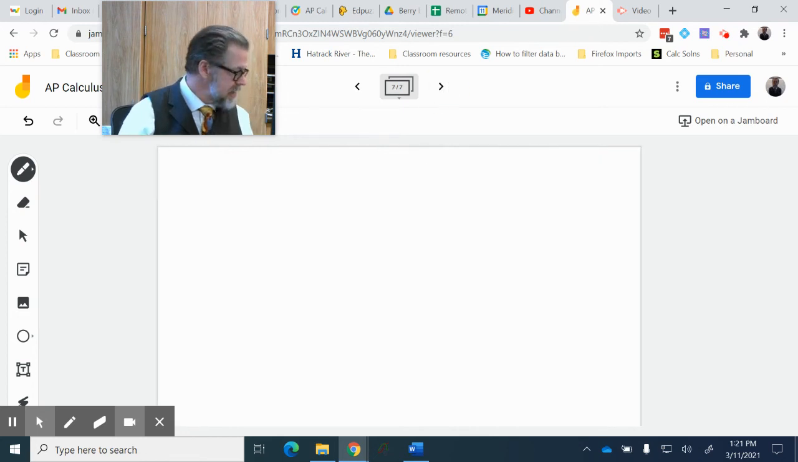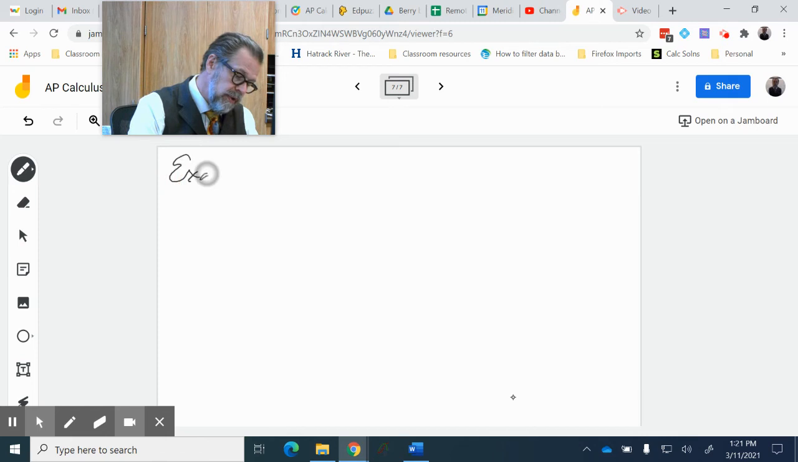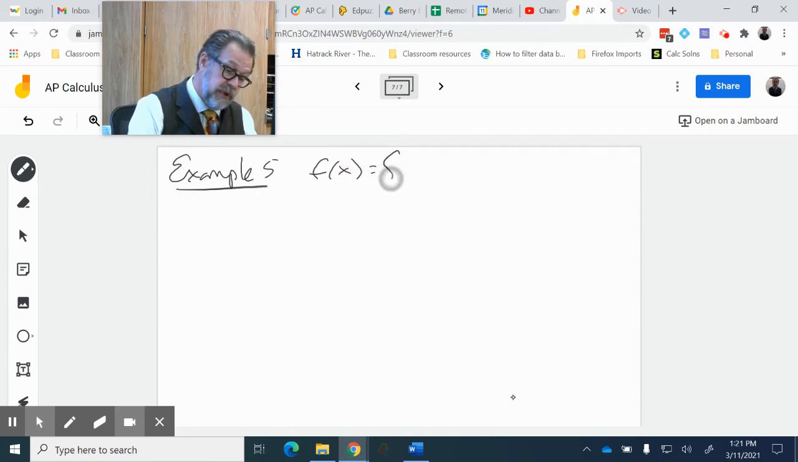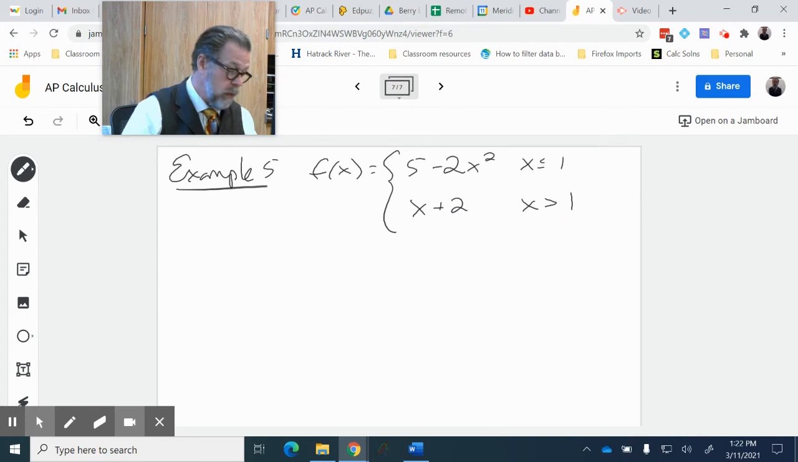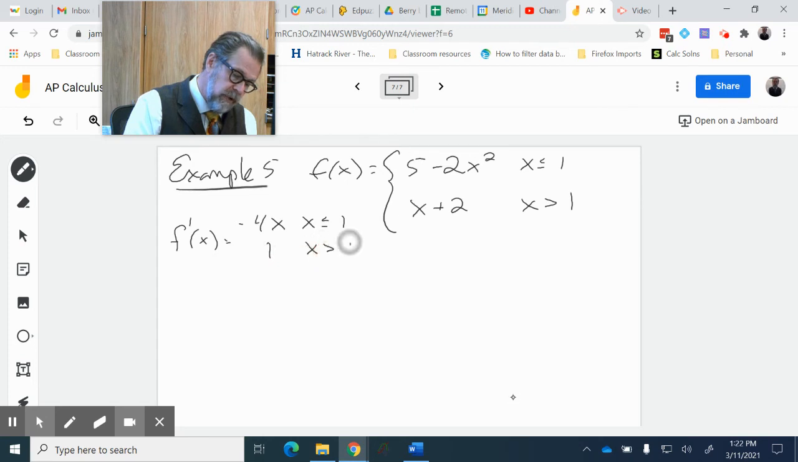All right, another quick example. We'll call this example number 5. We're looking at the function, and we're going to do a piecewise function here. So we've got 5 minus 2x squared for x less or equal to 1. We've got x plus 2 for x greater than 1. Quickly, let's take the derivative. F prime of x equals negative 4x for x less or equal to 1, and it equals 1 for x greater than 1.